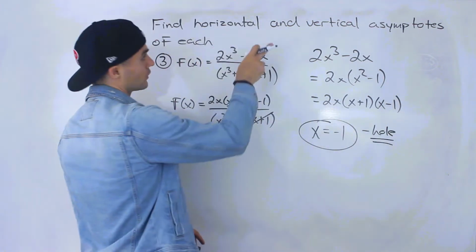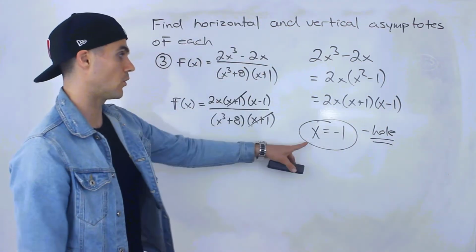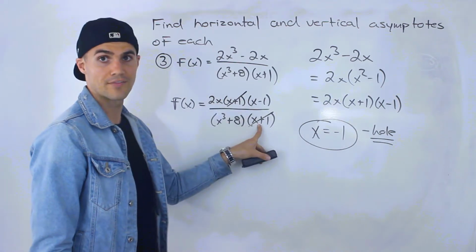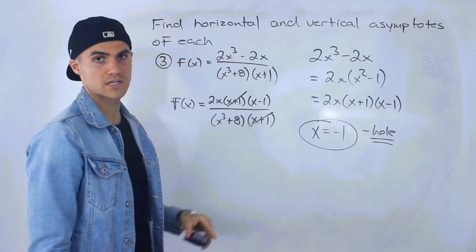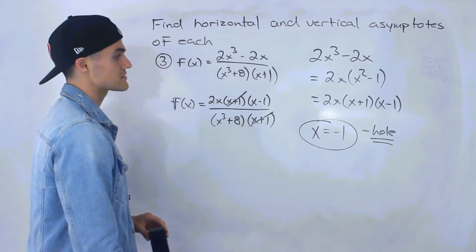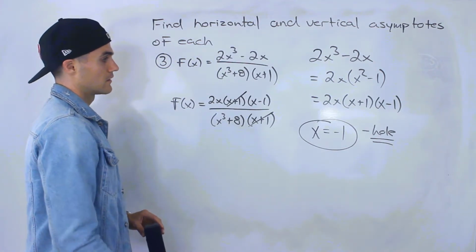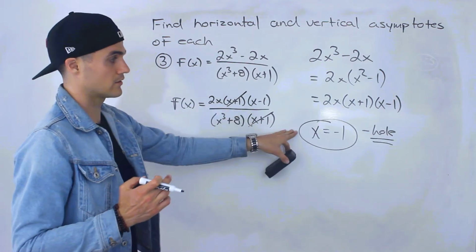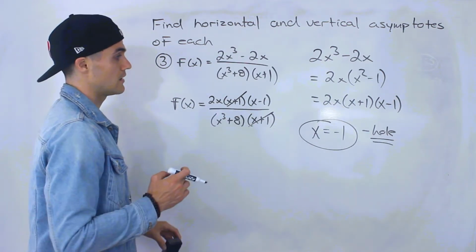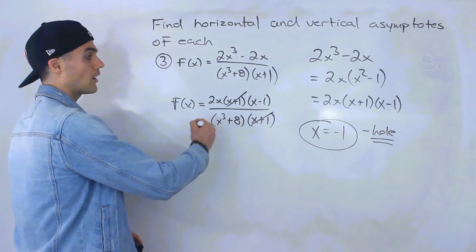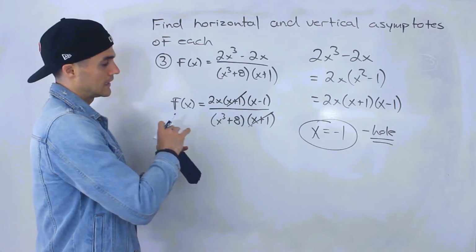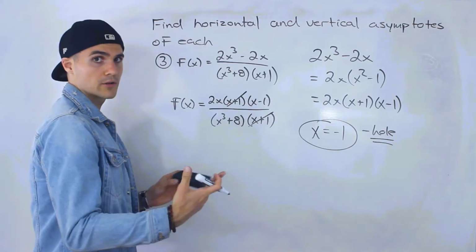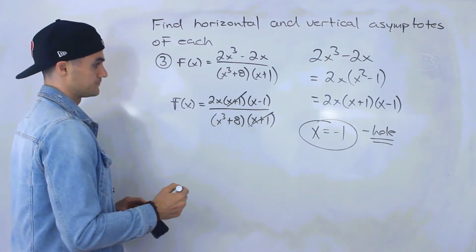Okay, so it's not a vertical asymptote, it's a hole, because it's an x value that makes the numerator and the denominator equal to 0, if you remember from advanced functions. Okay, so just be careful with these kinds of questions where you may get a hole and not a vertical asymptote. So not all x values that make the denominator equal to 0 are going to be vertical asymptotes.